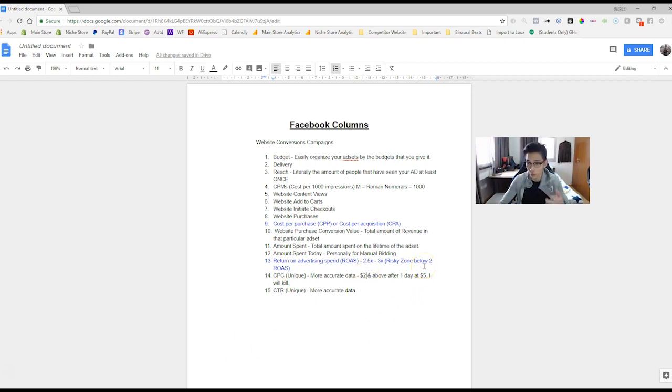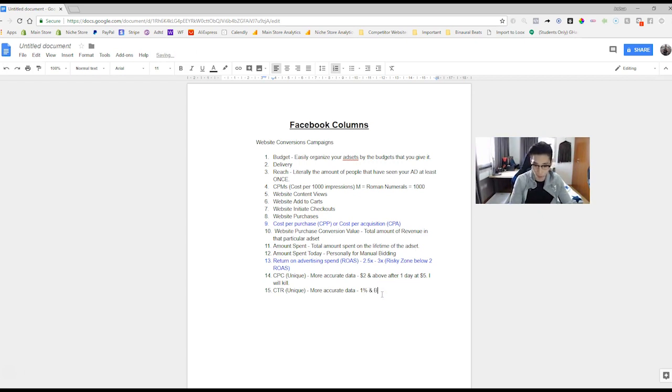It's even worse if it's like $2.50, $3, $3.50. Generally, anything that is above $2 is risky as fuck. Okay, guys. $2.50 is fine, but like I said, you're risky. So you want your cost per clicks to be $2 and below. Simple as that. Now your CTR, you want it above 1% for it to be good.